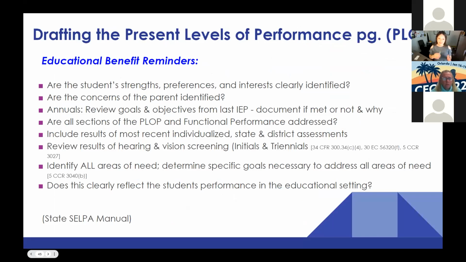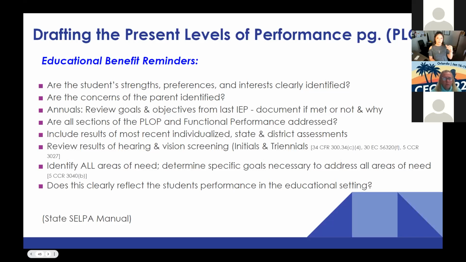So all of this is to get us to the development of the present levels of performance for the student. Going back to the initial slide about educational benefit and strengths, weaknesses, dimensions of identity, we want to remember that critical to the development of the present levels is, are we aware of the student's strengths, preferences, and interests? And are these clearly identified? As well as any concerns that the parent identified. Again, going back to the appendix where you can collect data or information from the parent prior to having that IEP meeting as you're building and developing the IEP. Review goals and objectives from the last IEP, document if met or not met.